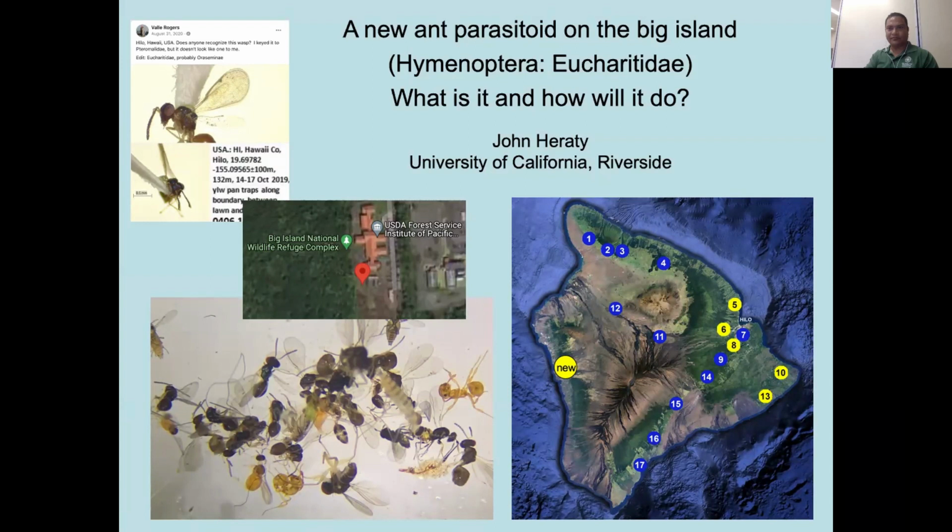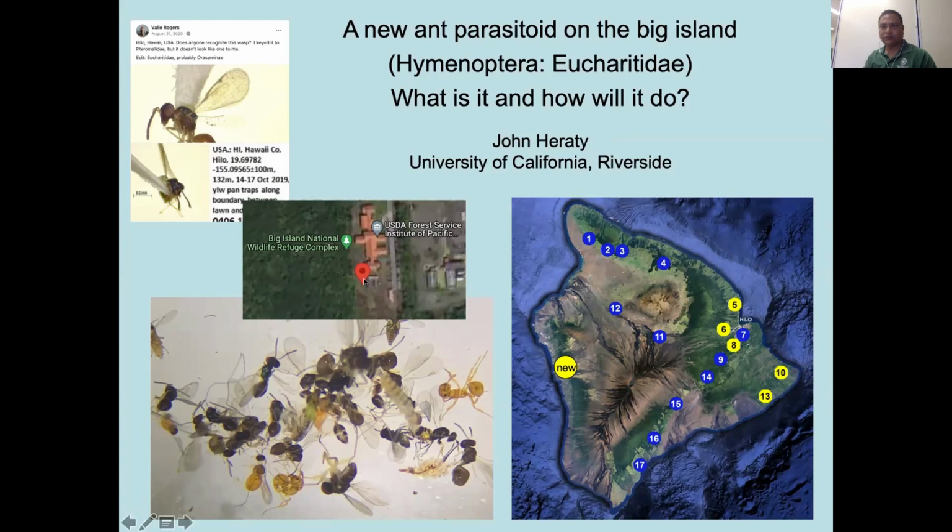But all of this started as, and I swear to you, I do not live on Facebook, but I came across this one little posting here from Vail Rogers that he had this wasp that he had located in Hawaii. And I said, that's impossible. So I contacted him and made sure that that's exactly what he had found, because this is a eucharitid wasp, which doesn't occur in Hawaii until now.